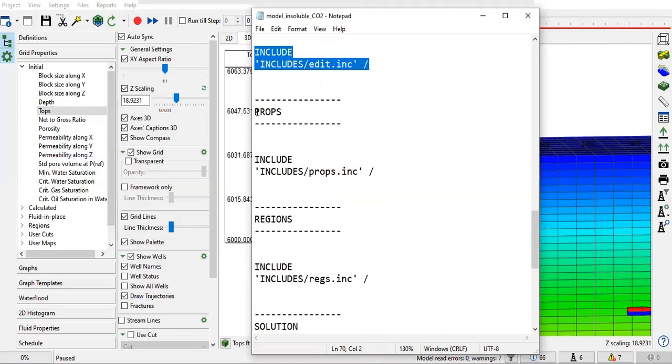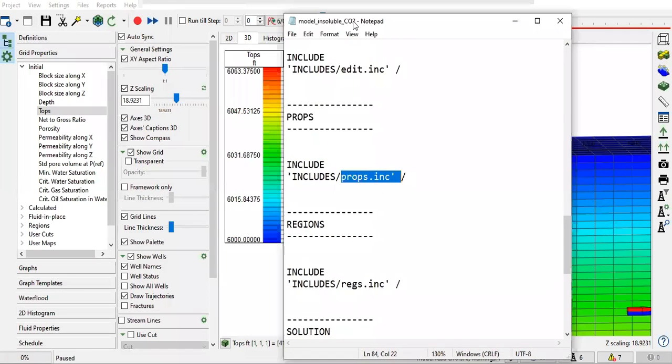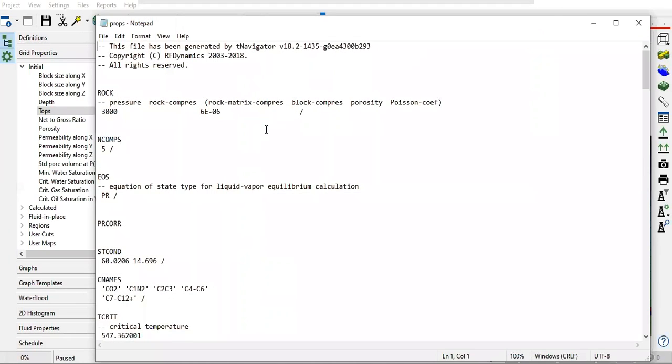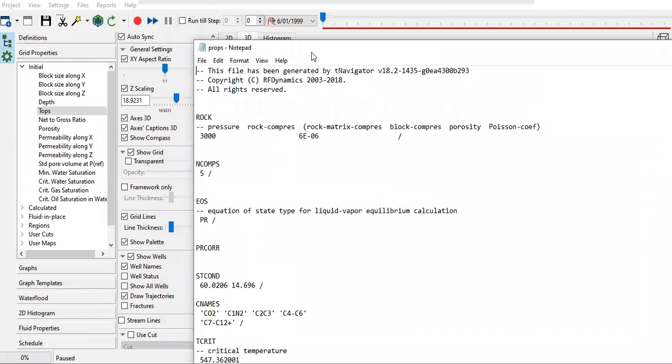Now the properties section, props, the keyword is prop. Everything for the properties is taken from this file, props include. So let's now open props. We only have one, this one. Okay, so let's check it out.